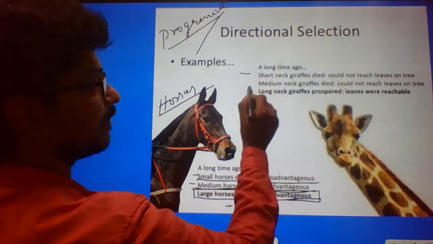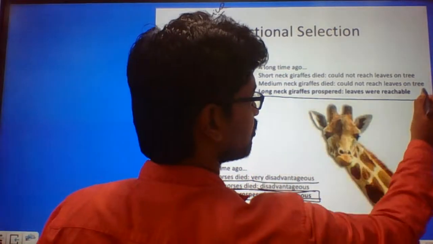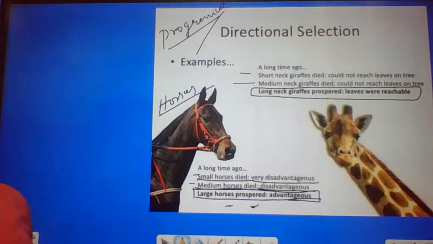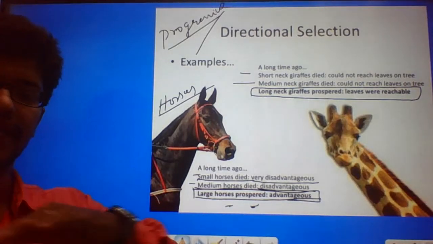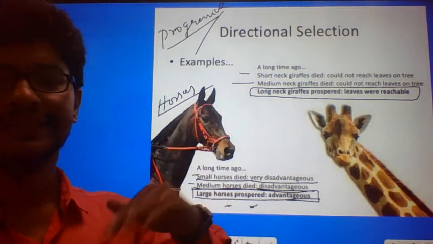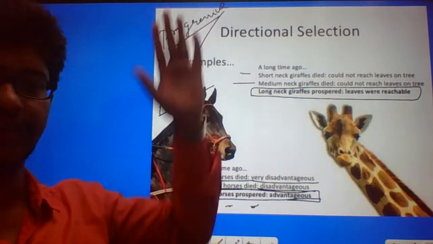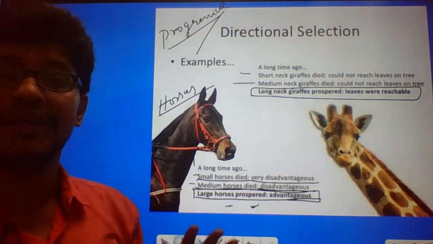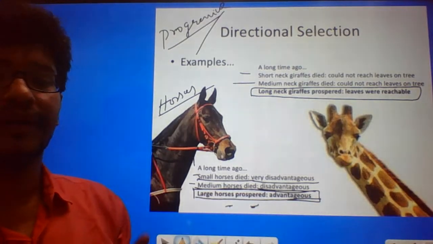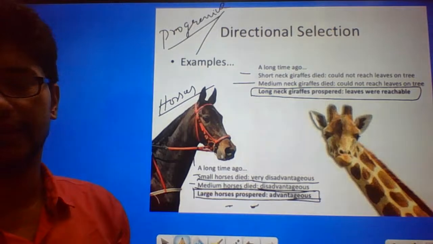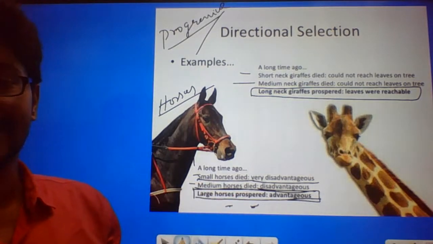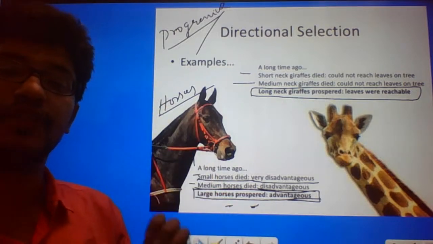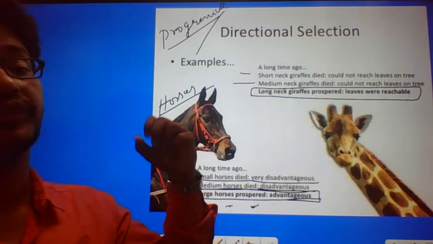Another example: short-neck giraffes and medium-neck giraffes, while long-neck giraffes prosper. This was actually proposed by Lamarck. I hope you can recollect what Lamarck said with his theory of use and disuse: all the giraffes had the same length of neck, but since the trees were growing taller and taller, the necks started elongating. That was Lamarck's proposal. But later this was disproved by Darwin's natural selection, where the short-neck giraffes went extinct, and only the giraffes with longer necks, able to reach those leaves, could prosper.